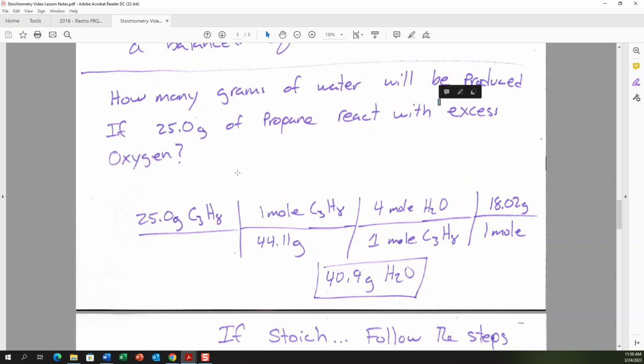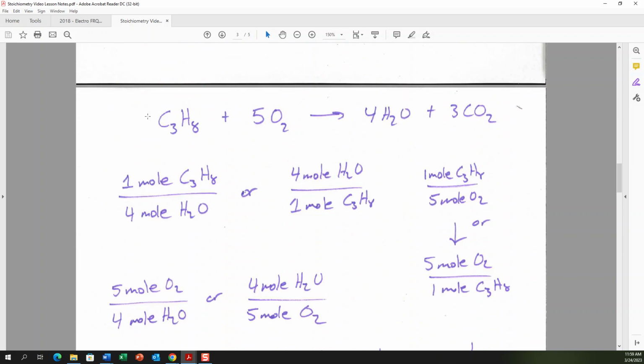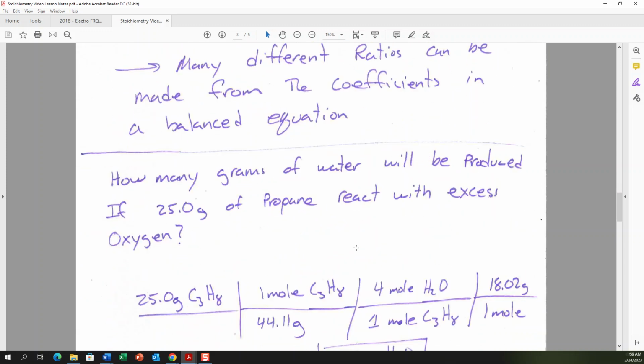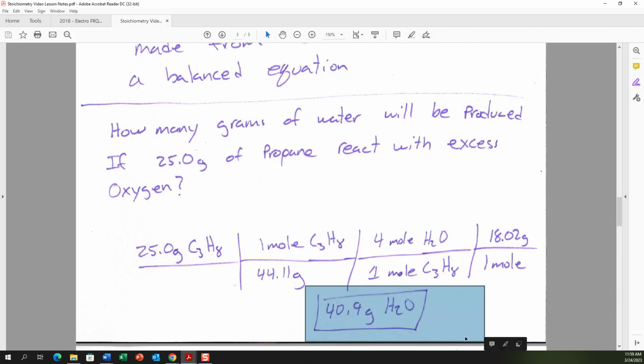If we had a fixed amount of oxygen, then we'd have to figure out which reactant runs out, right? One mole of propane can only make 4 moles of water if we have 5 moles of oxygen. So what they're saying here with the excess oxygen is, hey, you have enough oxygen to react with this much propane. So it's the amount of propane that's going to limit how much water can be produced. Okay? All right.